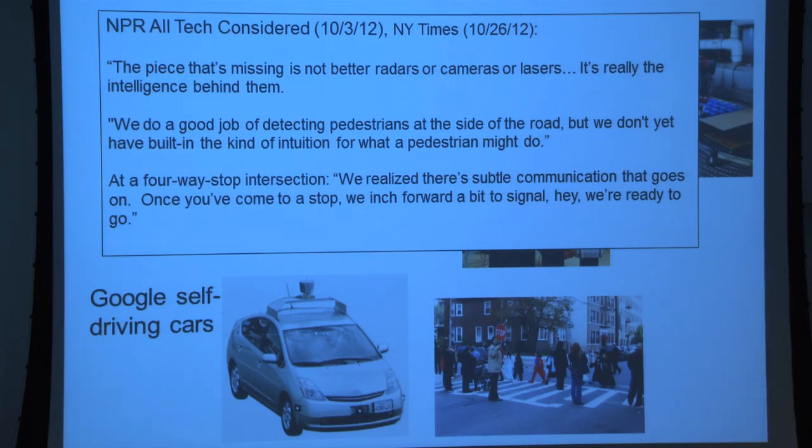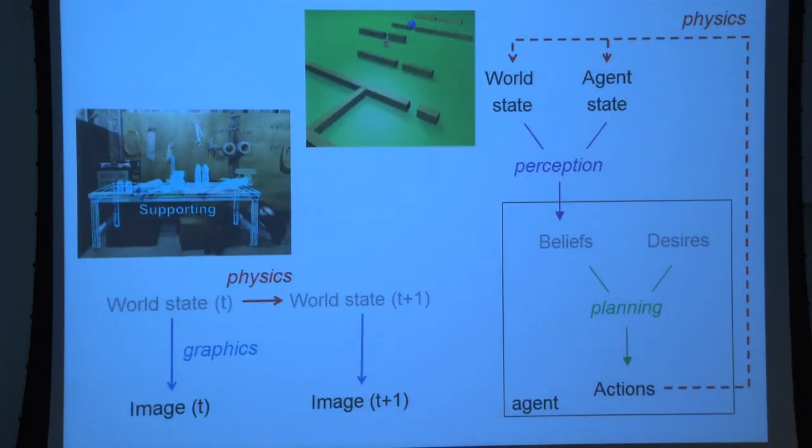Or, for example, they looked at a four-way stop intersection where there's subtle communication that goes on. Once you've come to a stop, how do you signal who's going to go? They realized, after I think years of trying to work on these problems, that they had to build in a sort of implicit communication negotiation that just wasn't obvious to them, but is obvious even to you the first time you start driving. Okay, so how do we do all this?